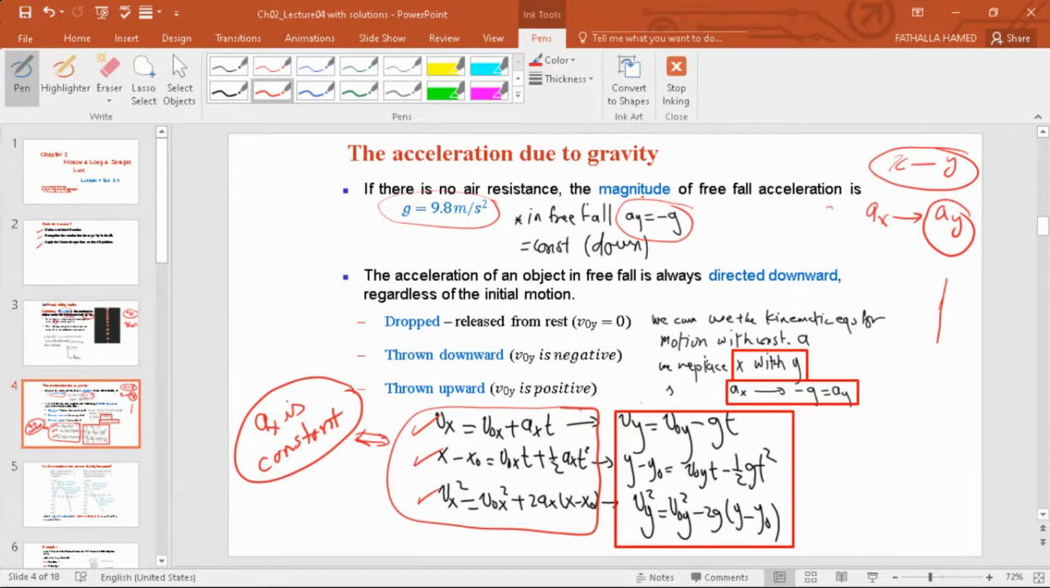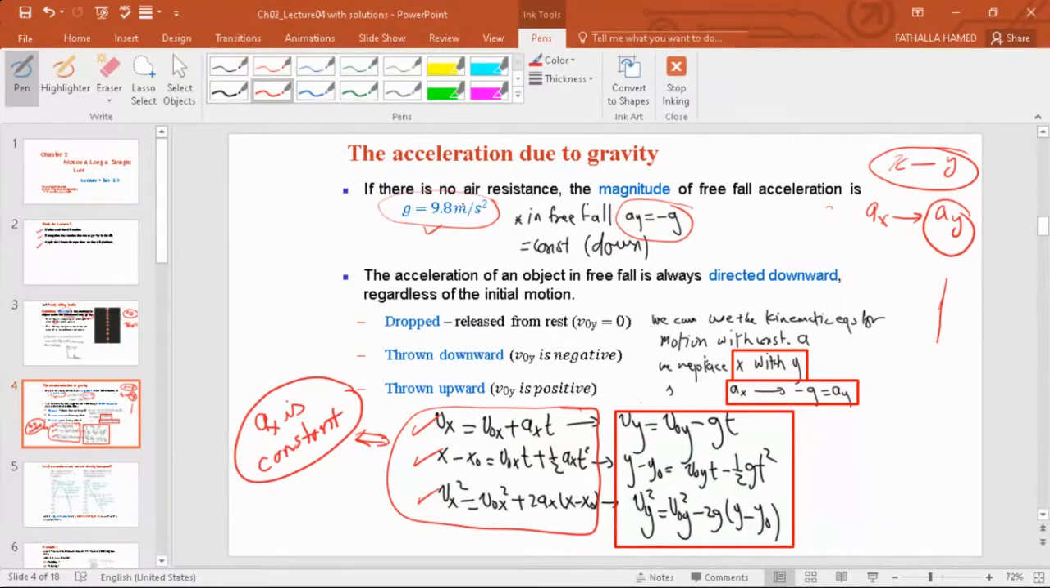And we'll consider going up above the surface of the Earth as being positive, and coming down toward the surface of the Earth as negative. So our ay here will equal minus g. But g is equal to 9.8 meters per second squared.